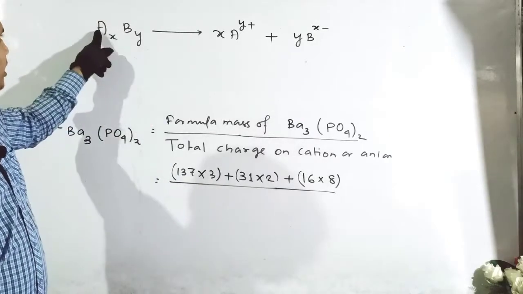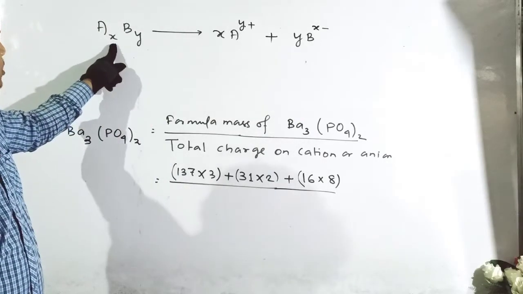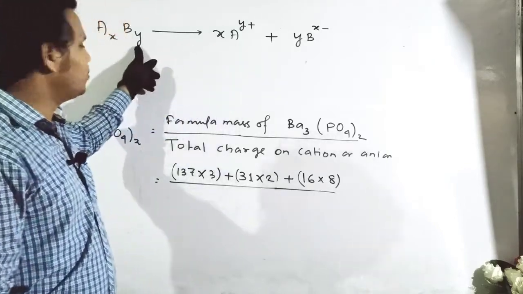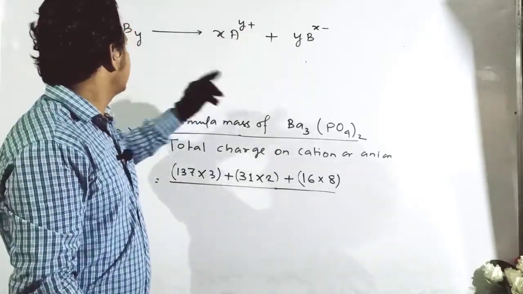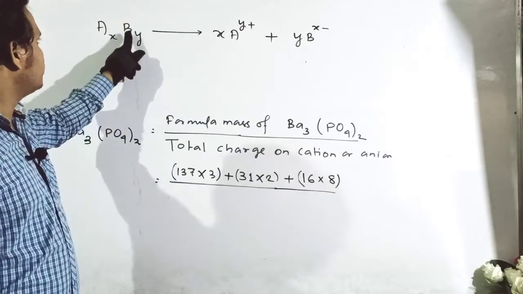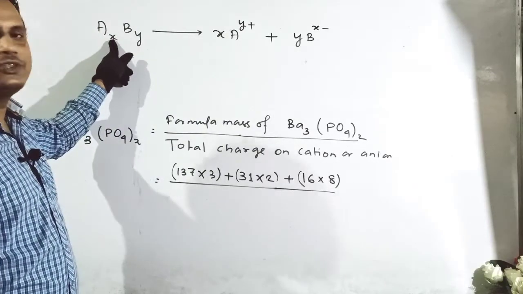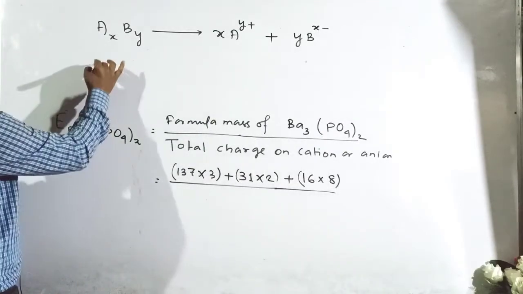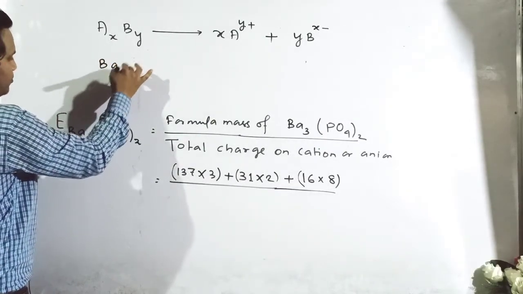In this way, any ionic compound you can break. A, how many times? x times, so x times of A charge, the second one, y positive, plus B y times, so y times of B charge, the first one, x negative. Now barium phosphate you can break similarly.